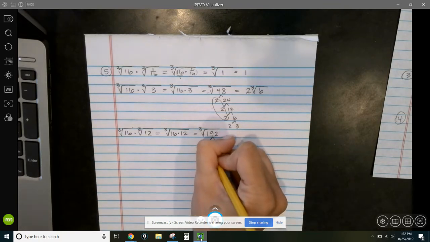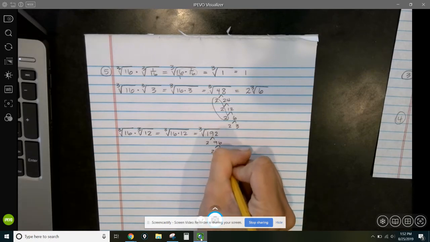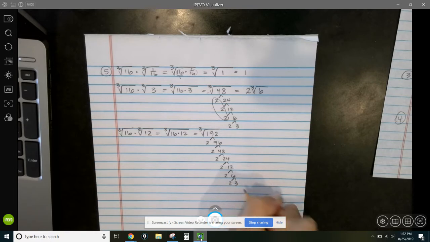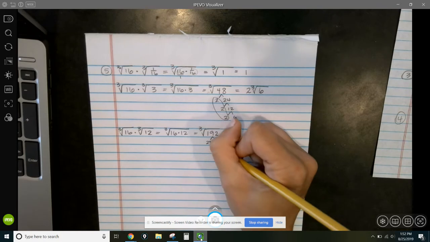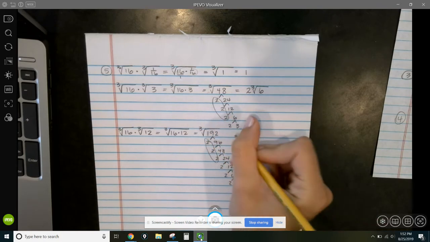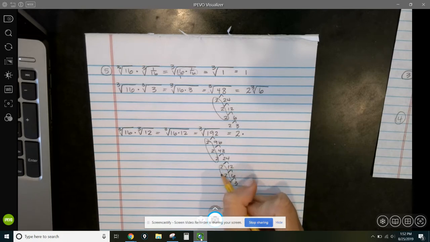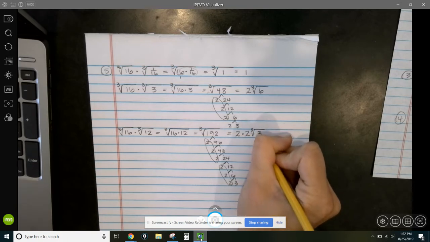So I know it's even. It's 2 times 96. 96 is 2 times 48. 48 is 2 times 24. I'm just going to keep going through that. And I am working with a cube root, so I'm looking for groups of 3 that I can pull out. So I have this group of 3 right here with some 2's, so I can pull a 2 out. I have another group of 3 2's, so I can take another 2 out. And what's left under the cube root is just 3.